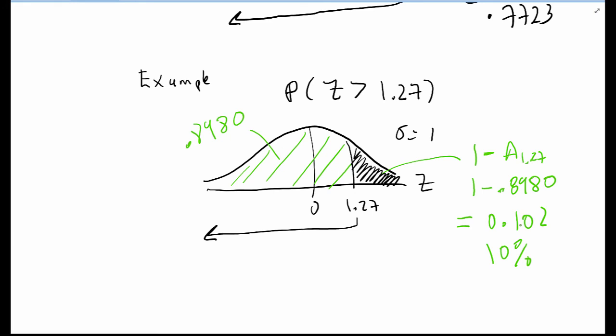Now, that is how we use the complement. In other words, because we have a way of reading the percentage of values below 1.27, we use that, and then we use the complement, which is this area. They need to add up to 1, so we use that.